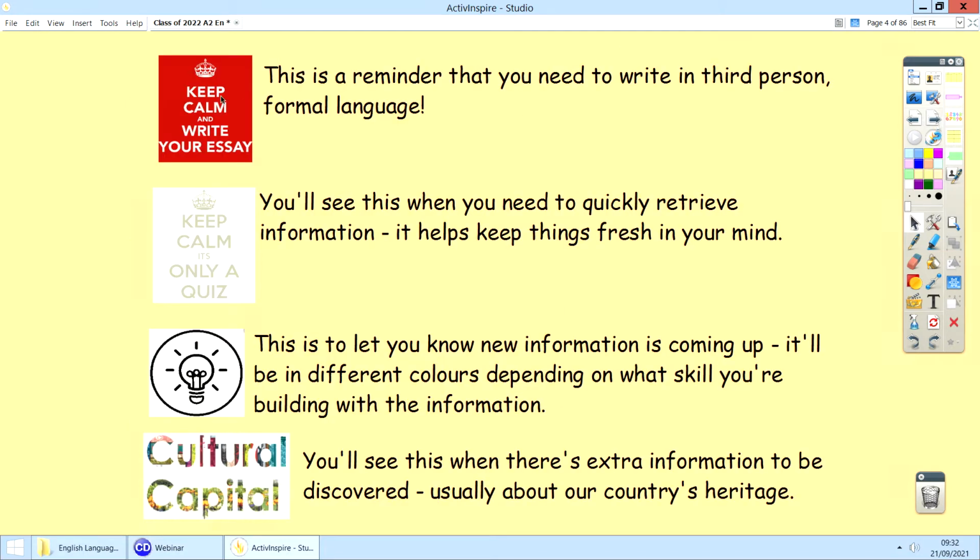What else we've got? We've got keep calm and write your essay for when you know that it is a reminder to write in the third person formal language. This is a quick quiz. You'll know that you'll need to remember stuff. This is new information is coming up. So it'll be different colours depending on what skill you're building with the information, which we'll come to in a minute when we talk about metacognition. This is cultural capital. This is when extra information is to be discovered, and it's usually about something to do with our country or something to do with the culture in which a text is set. Stuff like that. But you've seen these before.